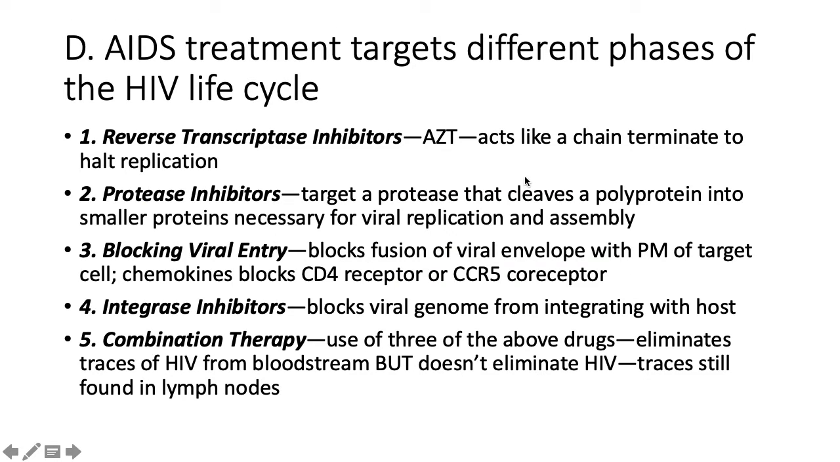So treatment. We can treat it at different phases of the HIV life cycle before it turns into AIDS. So we can do reverse transcriptase inhibitors. There's this drug out there called AZT that acts like a chain terminator to halt replication. So there's stop codons, but this is not a stop codon, it's a stop nucleotide. So it can't continue on with replication.